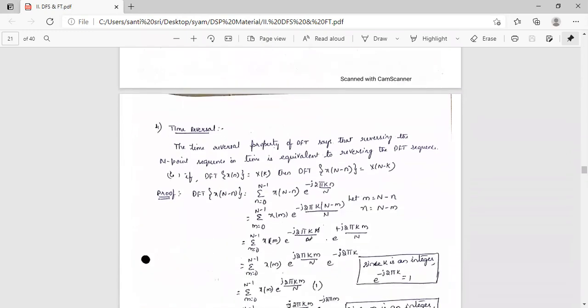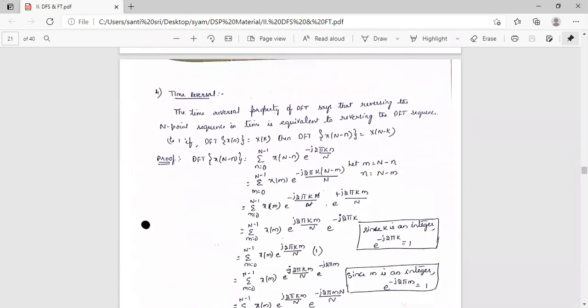Those are the time reversal property. The fourth property is the time reversal property. Okay. So the time reversal property of DFT says that reversing the N-point sequence in time is equivalent to reversing the DFT sequence.